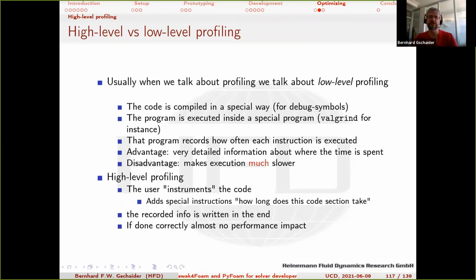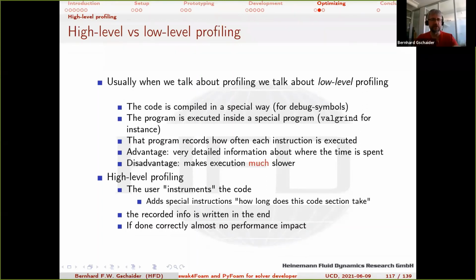The difference between high-level and low-level profiling is that usually people talk about low-level profiling. Low-level profiling needs a binary that has debug symbols, and then you need a special program, usually Valgrind or something like this. This program executes your executable and looks at how often each line of code is executed. The advantage is you can look at it in great detail, but it's terribly slow. It's slower than regular debug binaries would be.